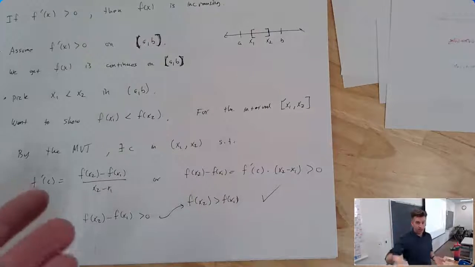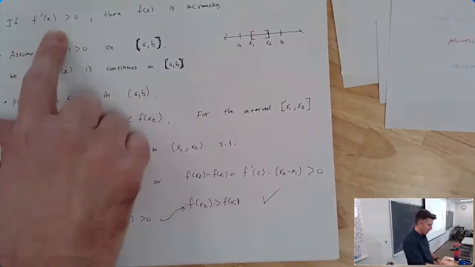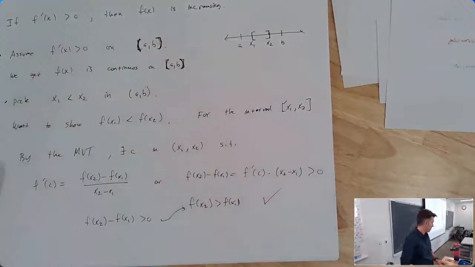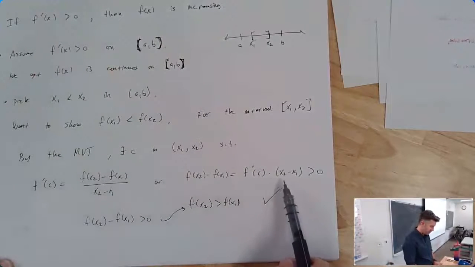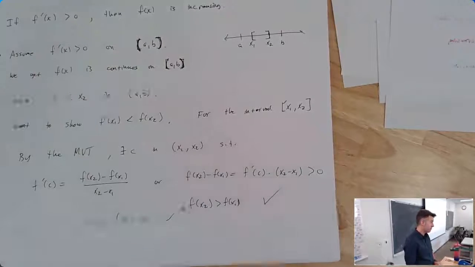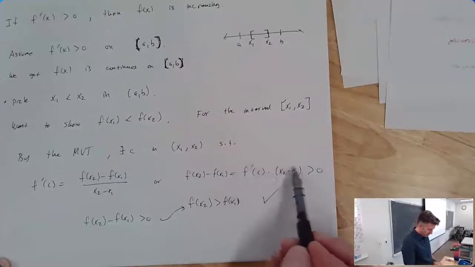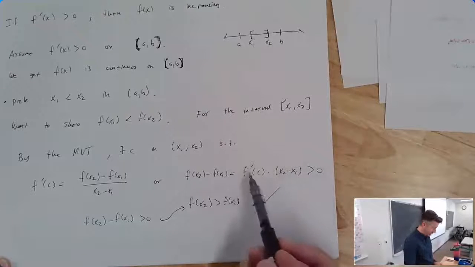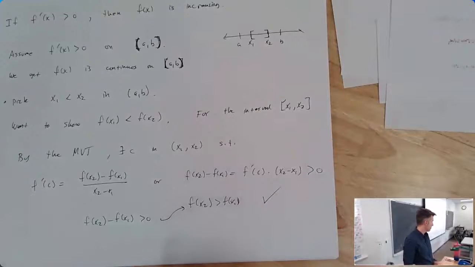Okay. So this is the idea of how you show it, and then you can make a very similar argument for if f prime is negative, then f is decreasing, by just doing the same work. The only difference is that this part is negative, and x2 minus x1 is still positive. So this whole thing is negative, and you want that so that f of x2 is smaller than f of x1. Then you put f of x1 on the other side, and you get f of x2 is less than f of x1. And that's what you want.